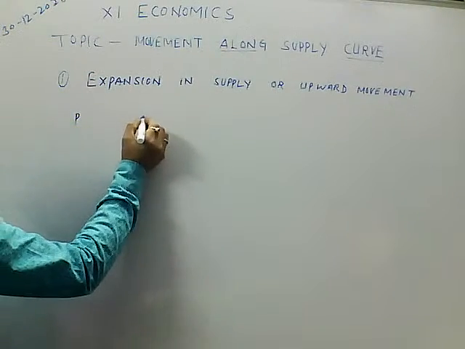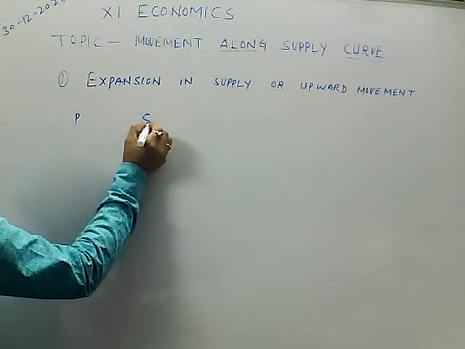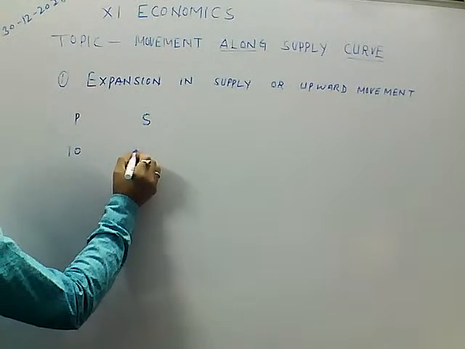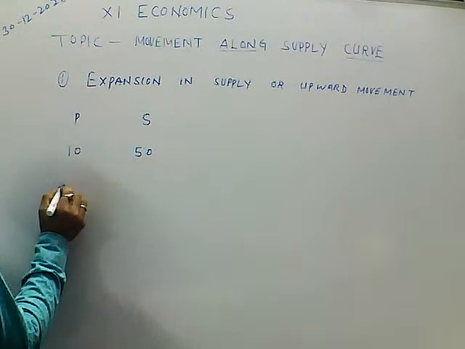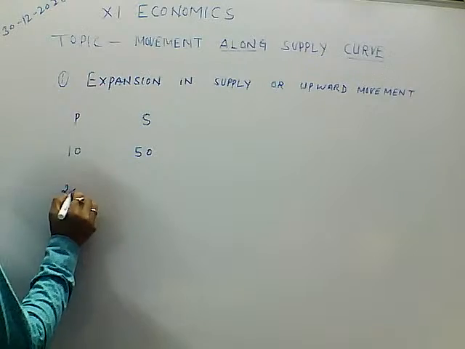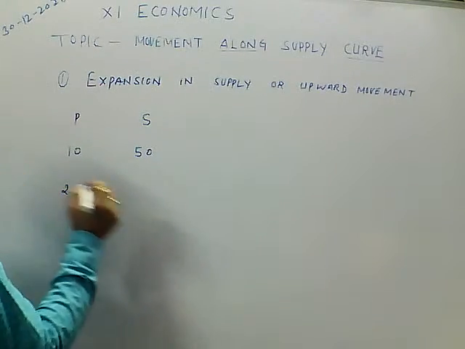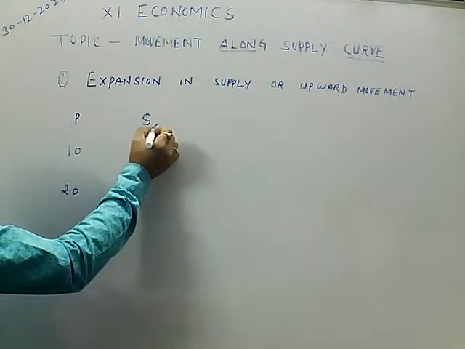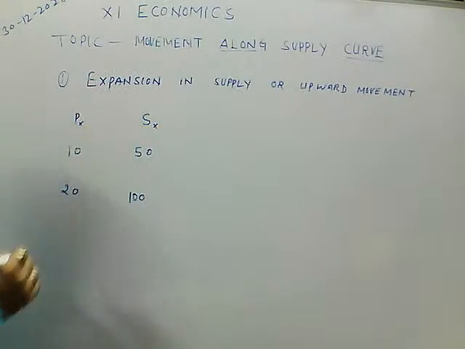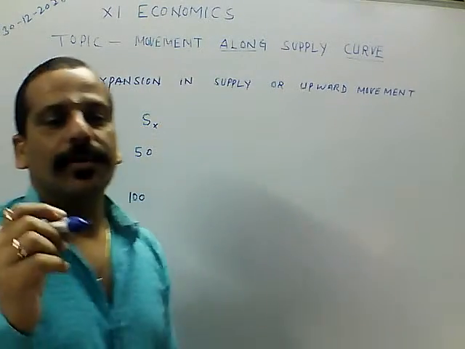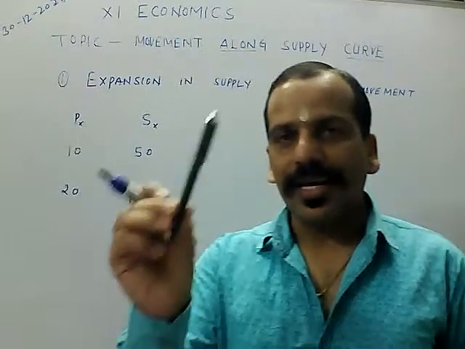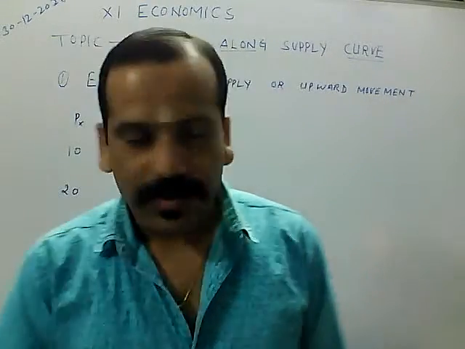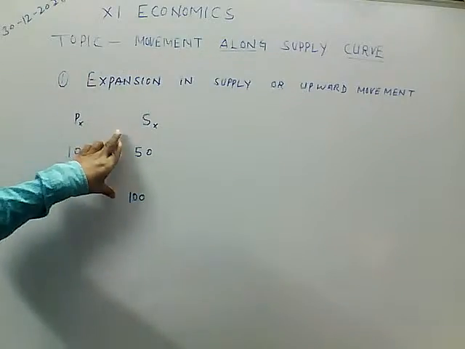So with the rise in the price, let us understand with the help of a table. Here price and here supply. When price is 10 rupees, let it be 50 units. Now 20 rupees, and you are ready to supply 100 units of X commodity. Supply of X. Let X here be the pen commodity. So this is about the table.